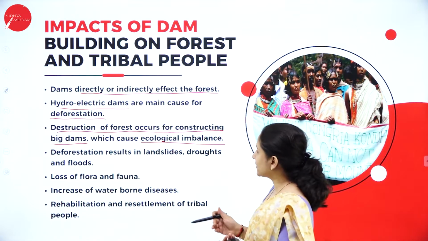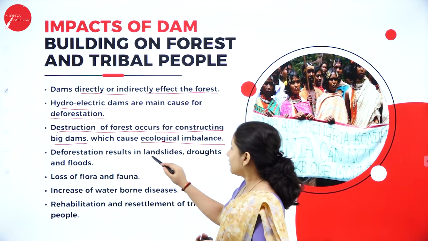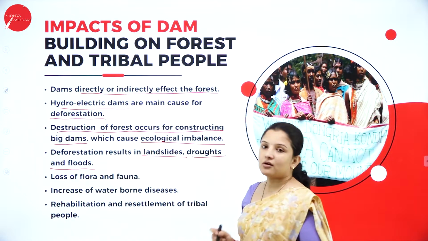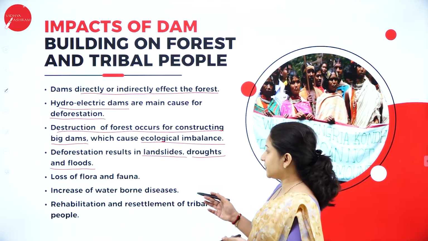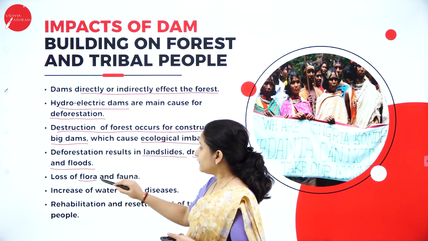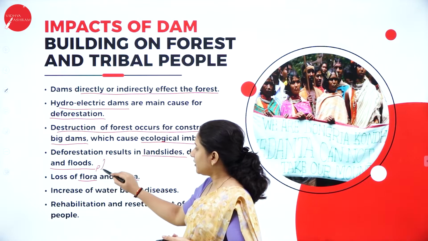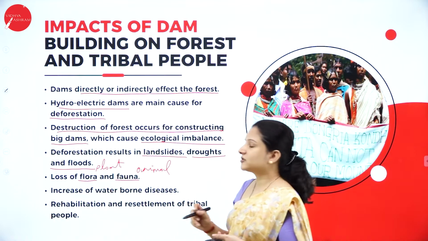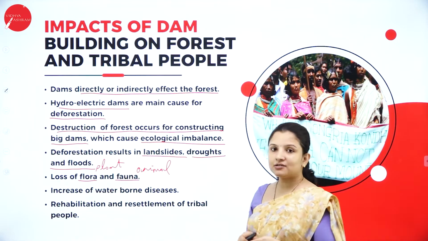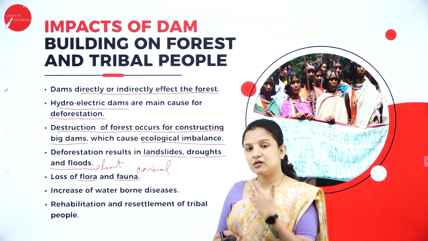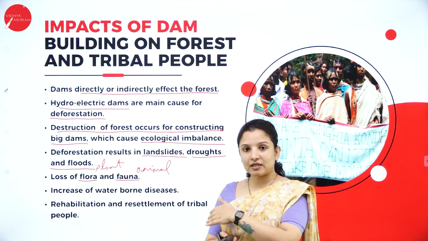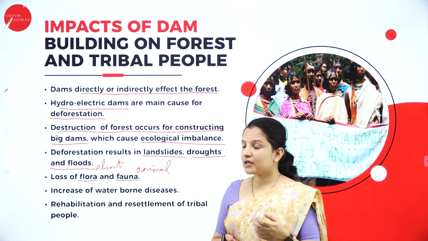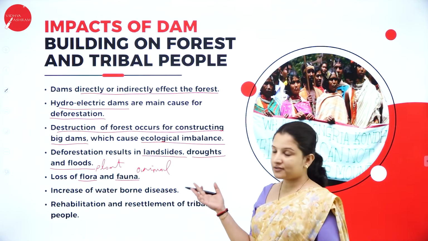And not just that, deforestation in order to build dams can also cause landslides, droughts, and floods. How? In the previous slides I have explained to you. And they can also cause loss of flora and fauna, that is, flora for plant and fauna for animal species. Obviously, if the plant species are disturbed, the animal species will get disturbed, because the herbivores depend on the plants and the carnivores depend on the herbivores. Likewise, the food chain and the food web will entirely get affected, bringing an imbalance in the forest ecosystem.